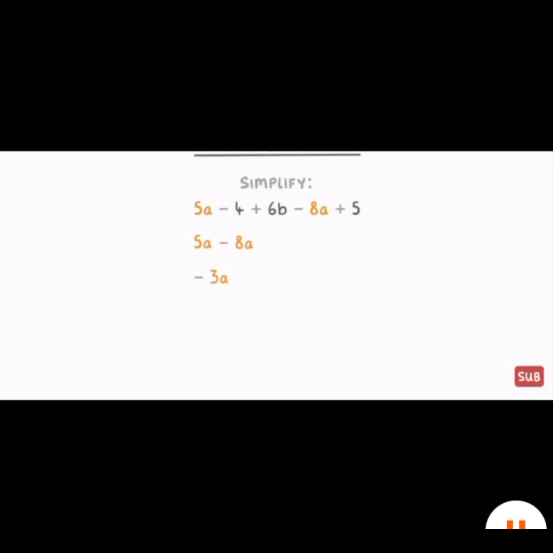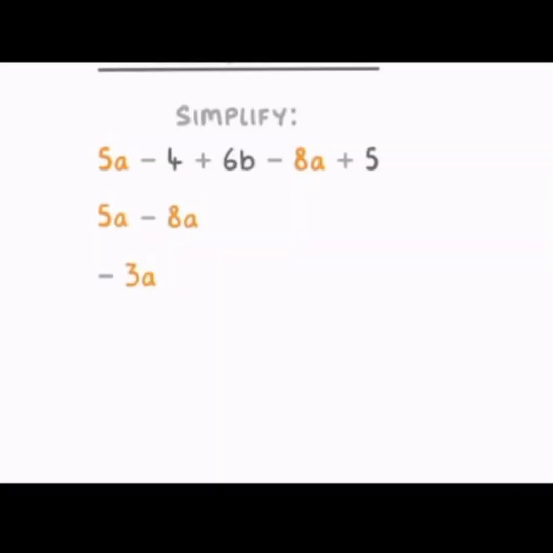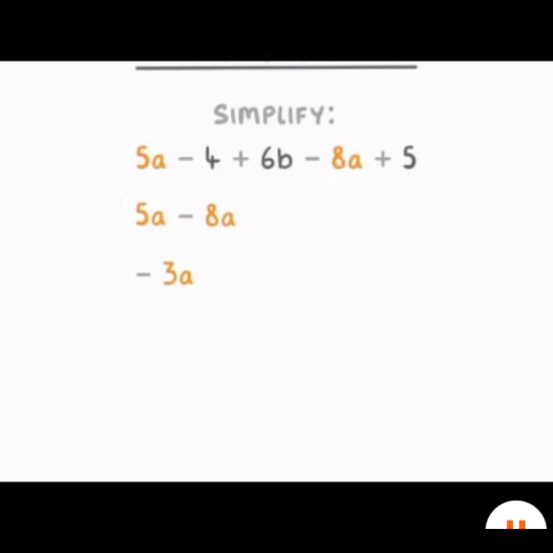Now here you see another example. How many terms are there? 1, 2, 3, 4, 5. There are 5 terms. And in these 5 terms, 5a and 8a are the like terms. So combine the like terms, 5a and minus 8a. We will write them down to keep them combined. Now 5a minus 8a.